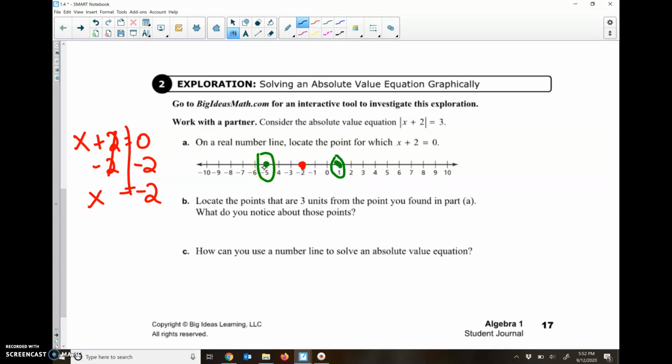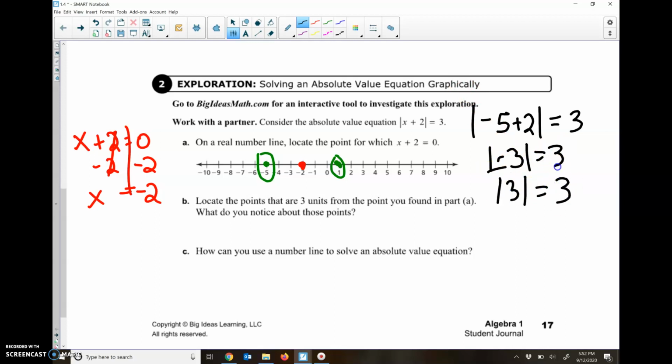So first I'm going to try -5. So I end up with x is -5. So instead of x plus 2, I'm going to put -5 plus 2. So absolute value of -5 plus 2 equals 3. Let's see if that's true. -5 plus 2 is -3. Still absolute value. Absolute value of -3 is 3. So we end up with 3 equals 3, and that is true.